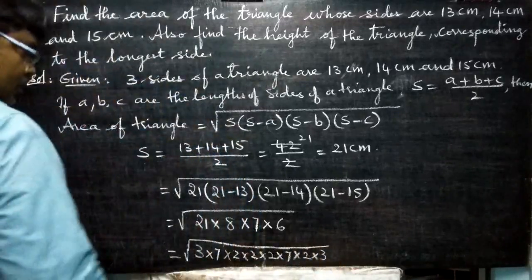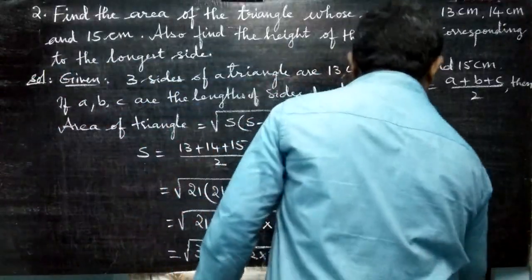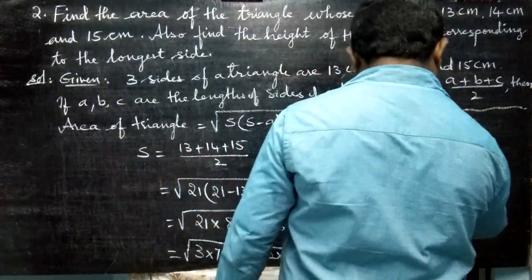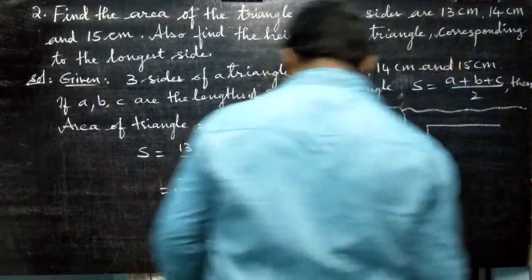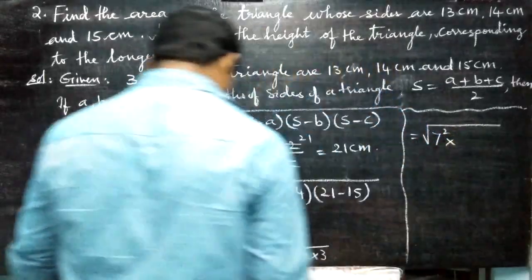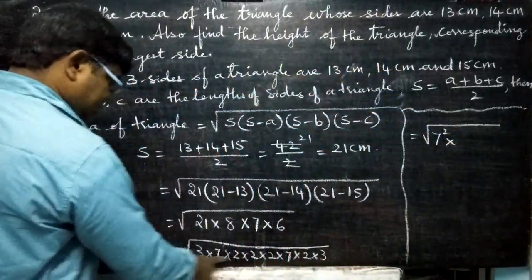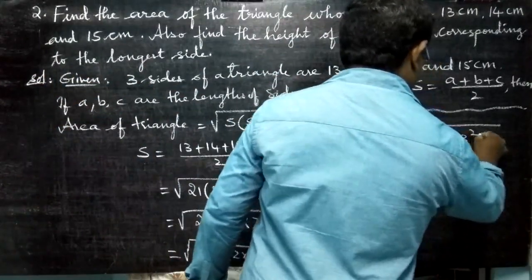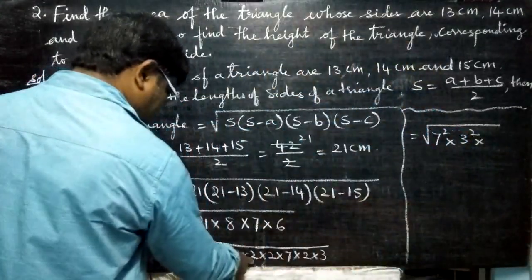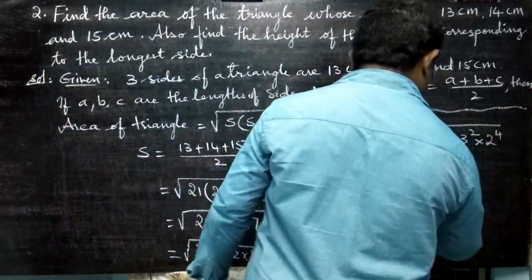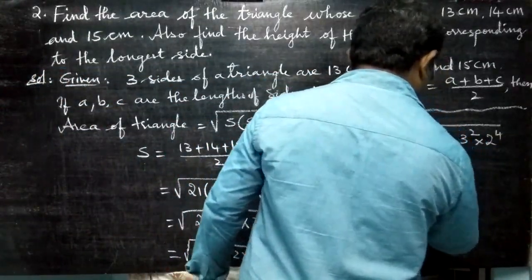So now that is equal to square root of 7 square into how many 3's? 1, 2, 3 square into 1, 2, 3, 4, 2 to the power of 4. Simplification is very, very important.